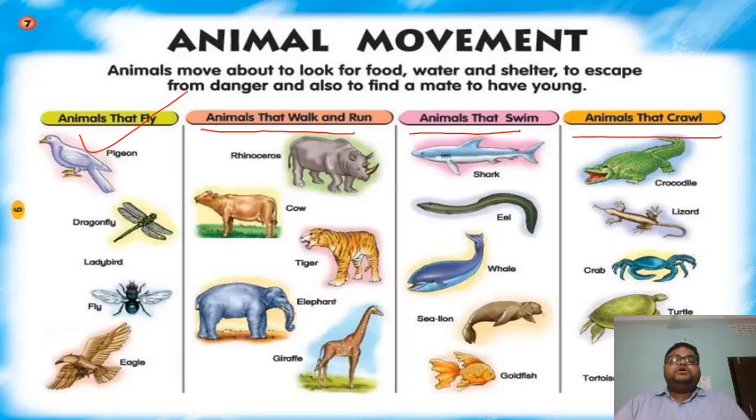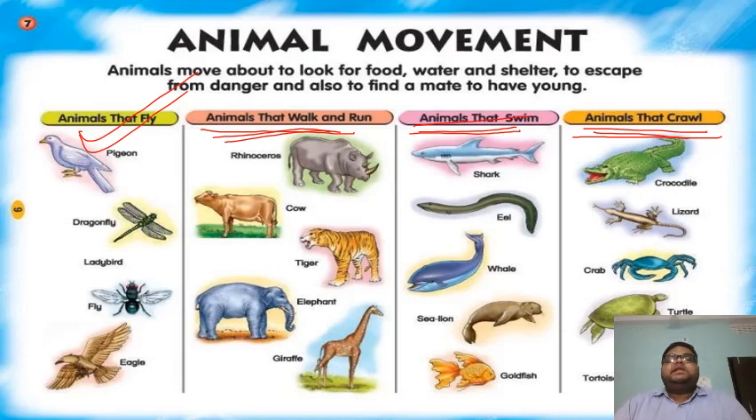Right. So students, in this picture, we can see animals that can fly. We can see animals that walk and run. We see animals that can swim. We see animals that can crawl, right? So in short, we can say that this slide represents the different types of motion in animals, right?